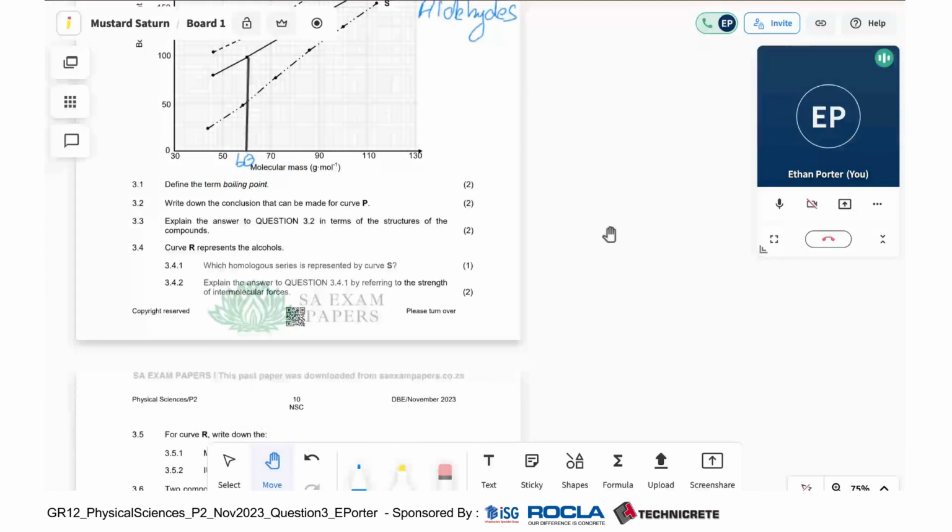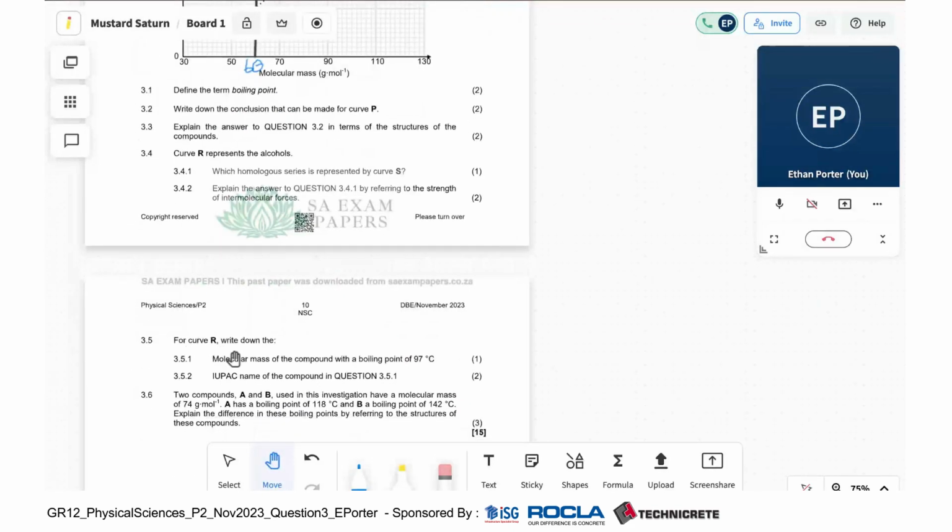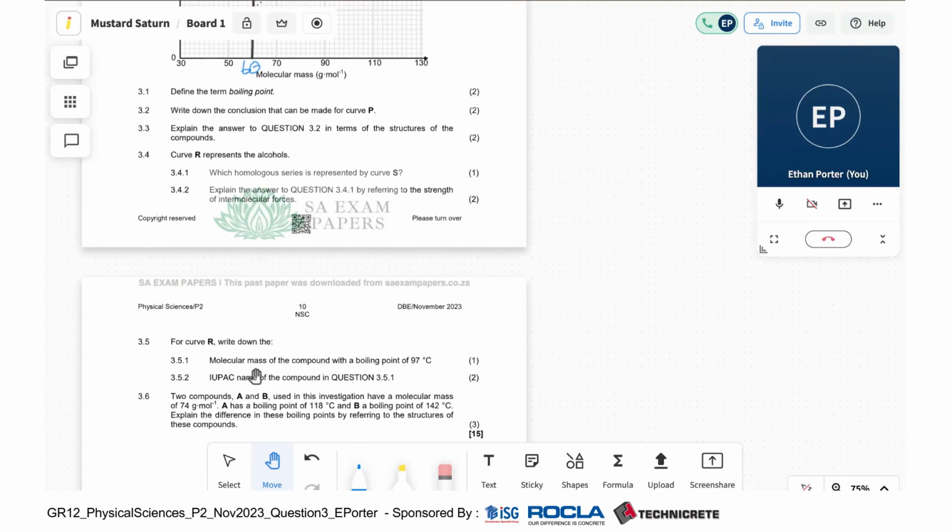Yeah, the answer to 3.5.1 is just 60 grams per mole. Then it says, for curve R, write down the IUPAC name of the compound in question 3.5.1.